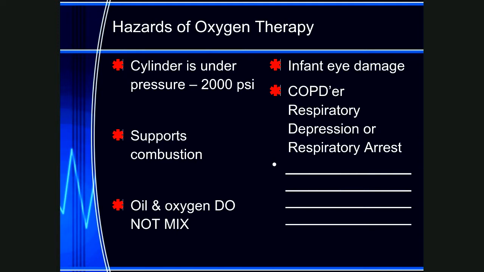One of the hazards of oxygen is infant eye damage. Oxygen delivered to a premature infant can cause scar tissue to form on the retina and cause blindness. So don't withhold oxygen from a premature infant, but routine administration of oxygen just because is not sufficient reason to administer it.